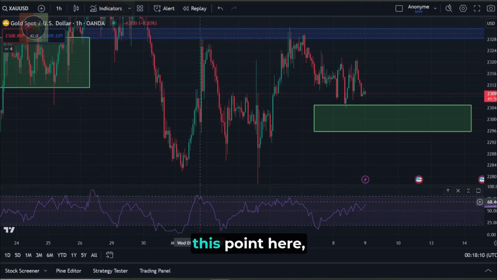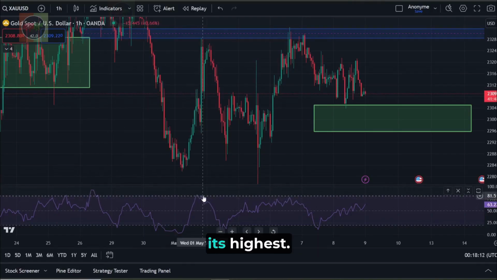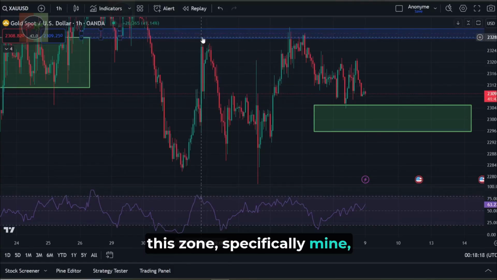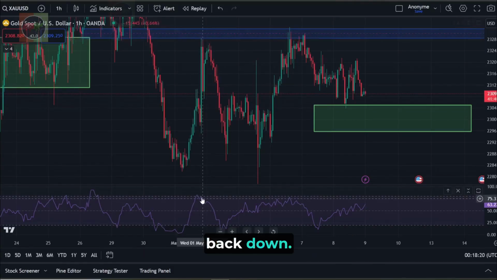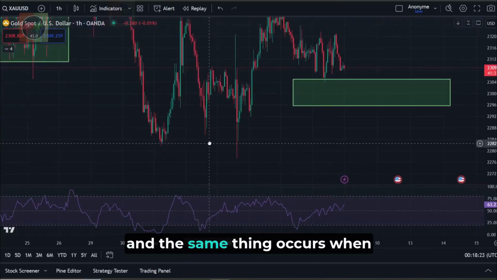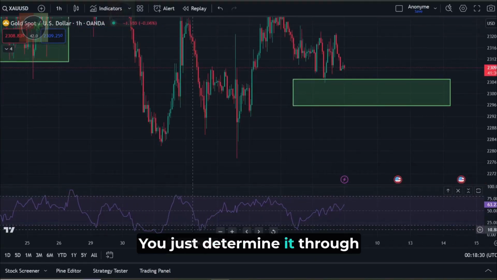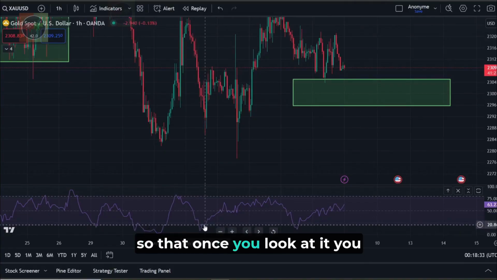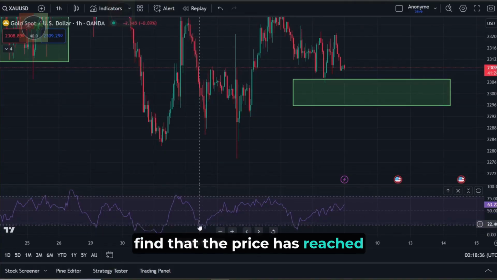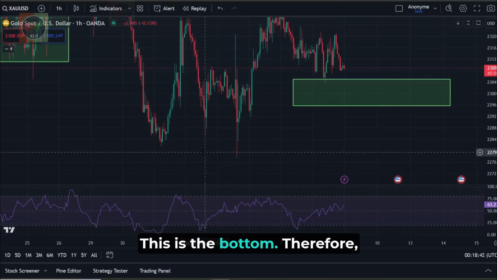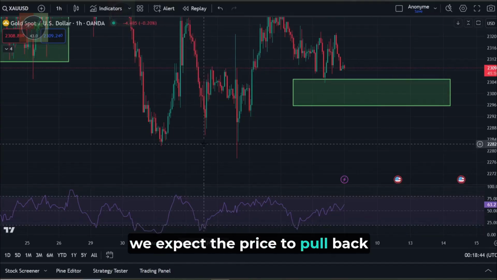As you can see at this point here, the price has reached its highest. I mean, here I was expecting that in this zone, specifically mine, the price would bounce back down. And that's exactly what happened. And the same thing occurs when the price reaches its lowest level. You just determine it through this indicator, so that once you look at it, you find that the price has reached its lowest point, as in this example here, which is exactly the bottom. Therefore, we expect the price to pull back slightly.